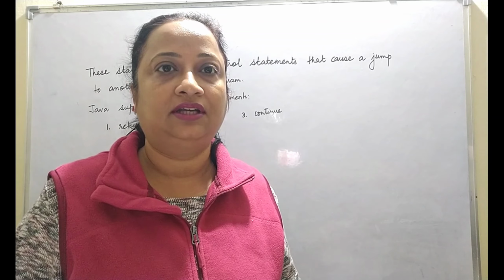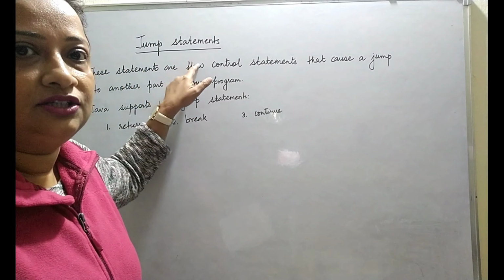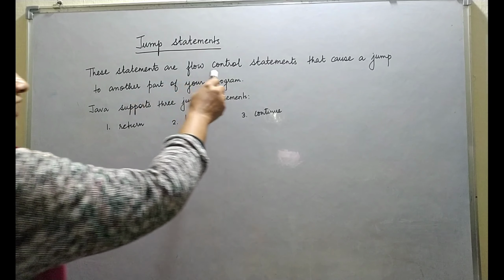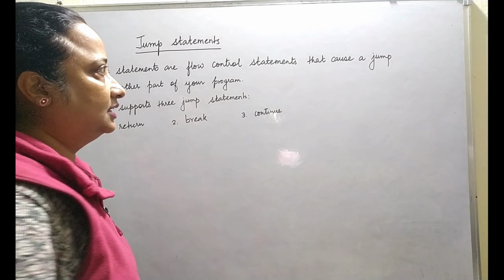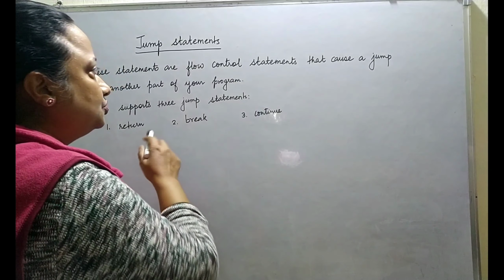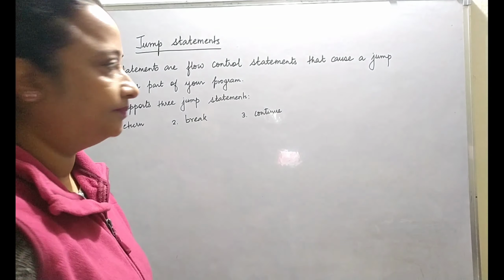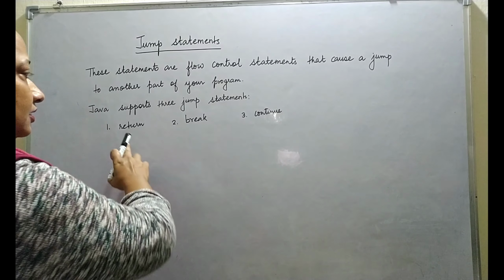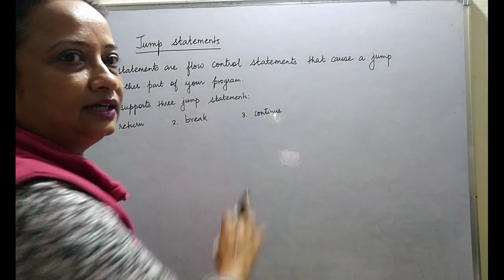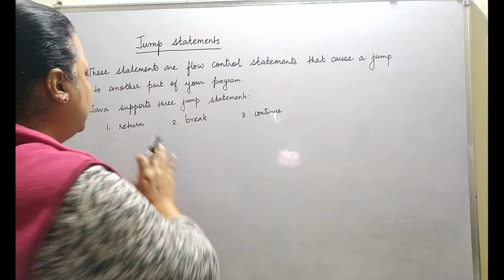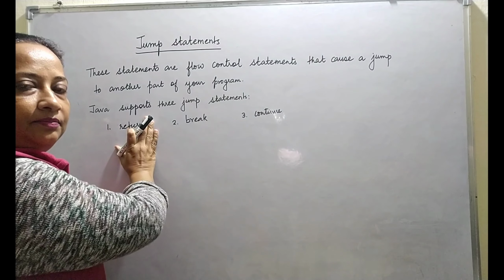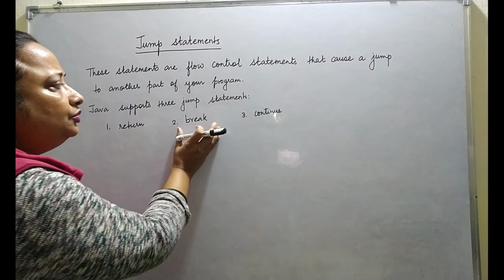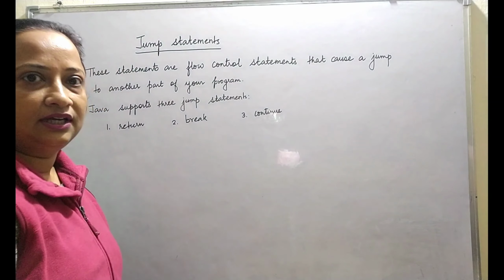Such statements are referred to as jump statements. These are the flow control statements that cause a jump to another part of your program. Java supports 3 jump statements: return, break and continue. For your syllabus, we don't require return now. It will be covered in the chapter of methods in class 10. You require break and continue.